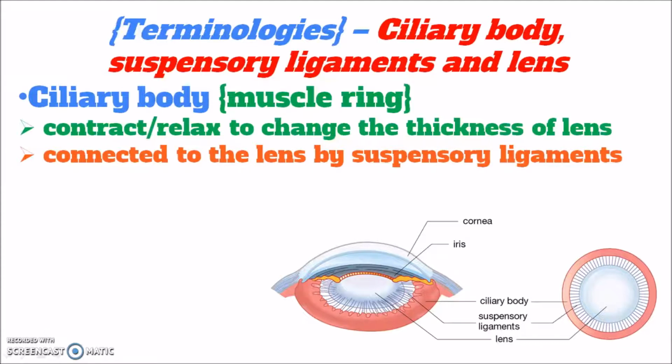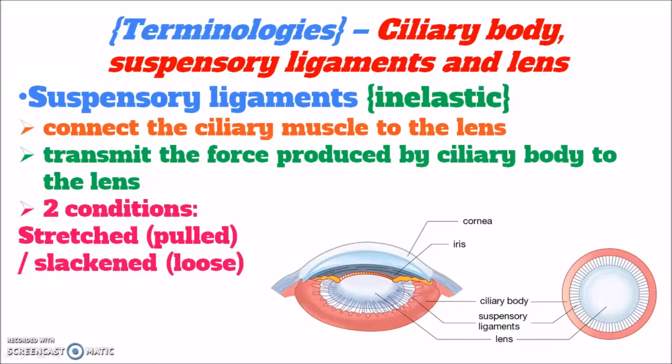If you can link the function and the structure together, you can easily talk about the eye accommodation. The adaptive features are highlighted in green color. Let's start with the ciliary body. Ciliary body is a muscle ring, which can contract and relax to control the lens thickness.